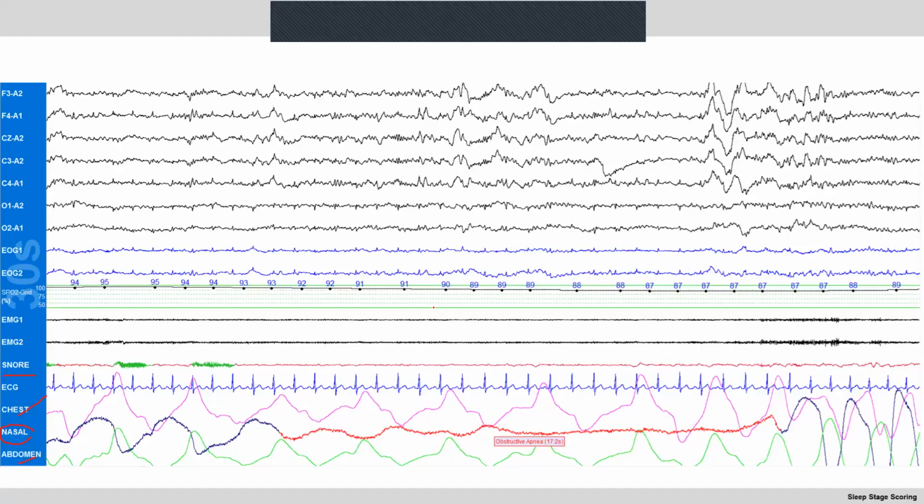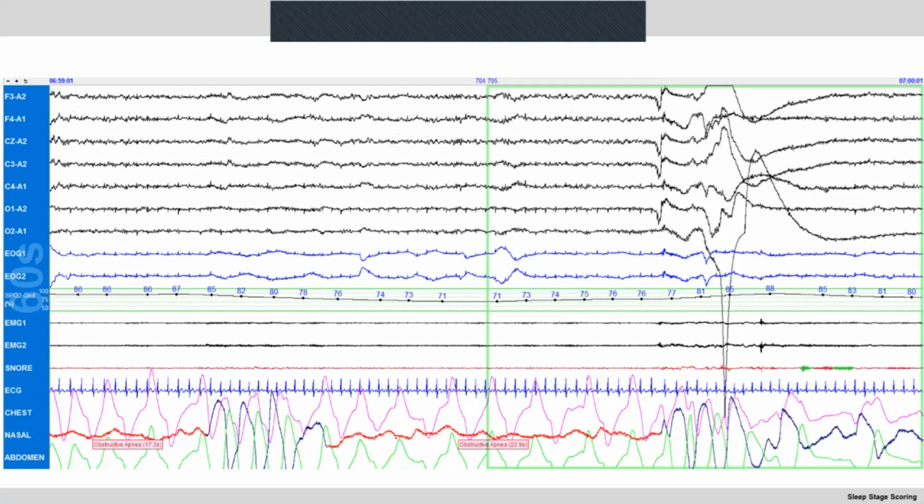Here you can see stage N2 is there, and this is the baseline. But from here it drops, and the chest movement also shows less movement. Inspiratory effort is there, so this is called obstructive apnea, because it is more than 10 seconds, it is 17 seconds. So this is obstructive sleep apnea.